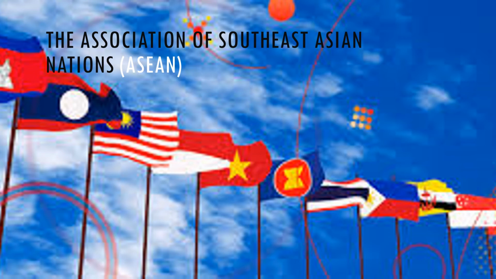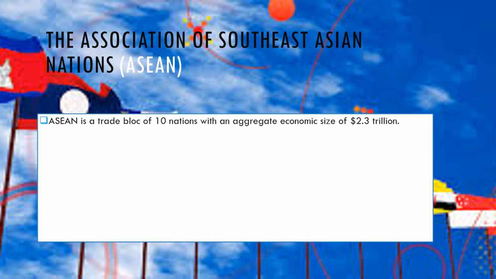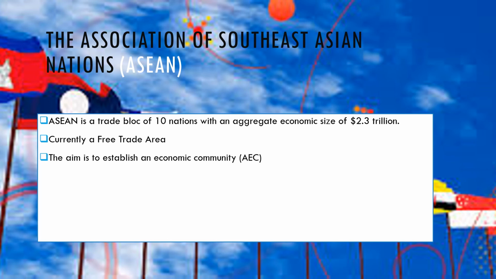So we looked at the EU. A couple of other ones we should be aware of. The first one is the Association of Southeast Asian Nations. And this is a block of 10 nations with an economic size of $2.3 trillion. It's currently a free trade area, although there are plans to establish an economic community.